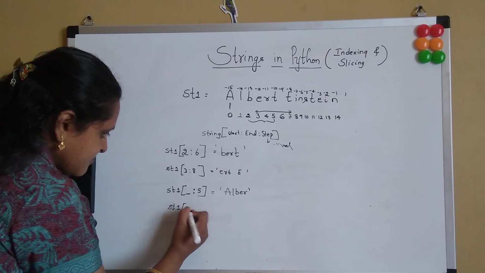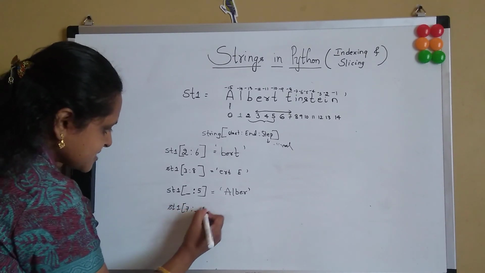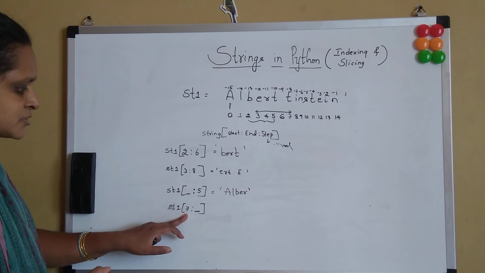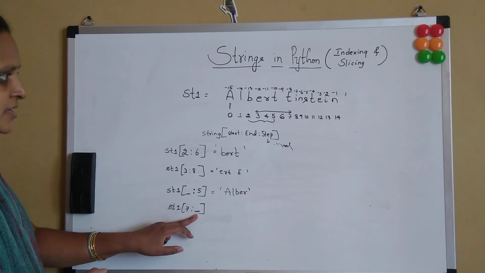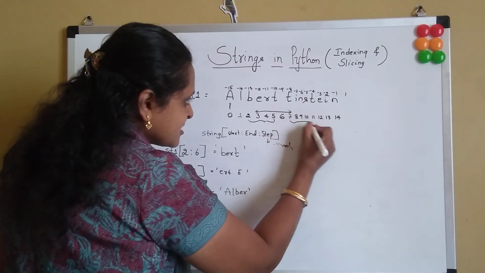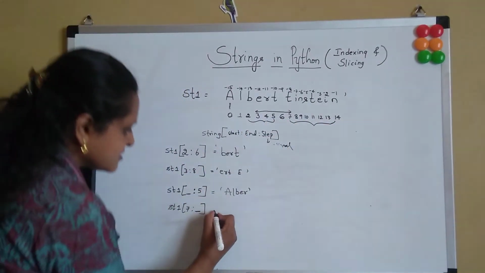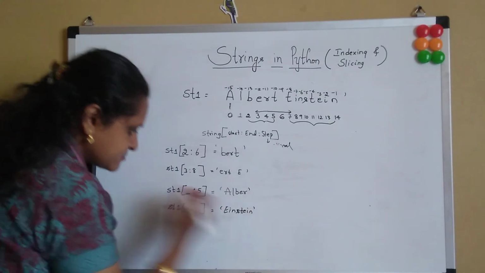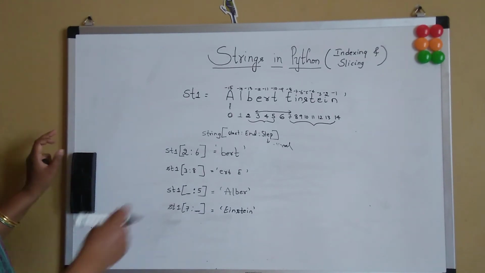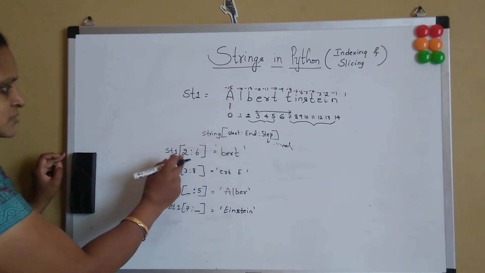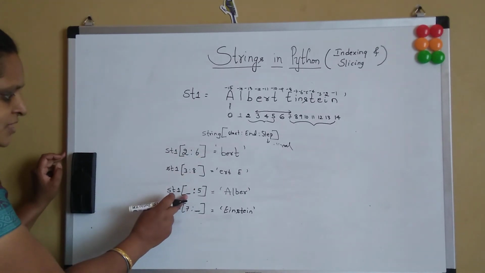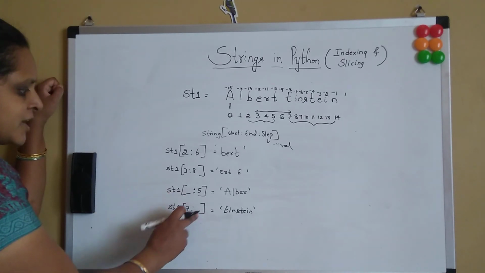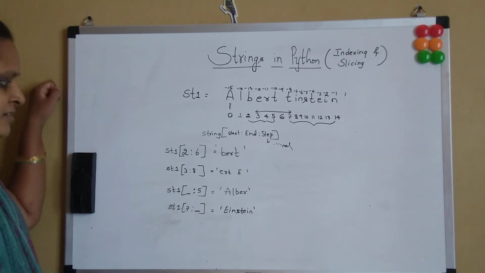Now, if I say st1[7:], I don't give any value in the end position. So it will traverse from the 7th position till the end of the string. From 7 till the end of the string is Einstein. So the value Einstein would be printed. So this is how we can get the substring by using start and end value. Without giving the start value, it will consider from the start of the string, and if you don't give the end value, it will consider till the end of the string.